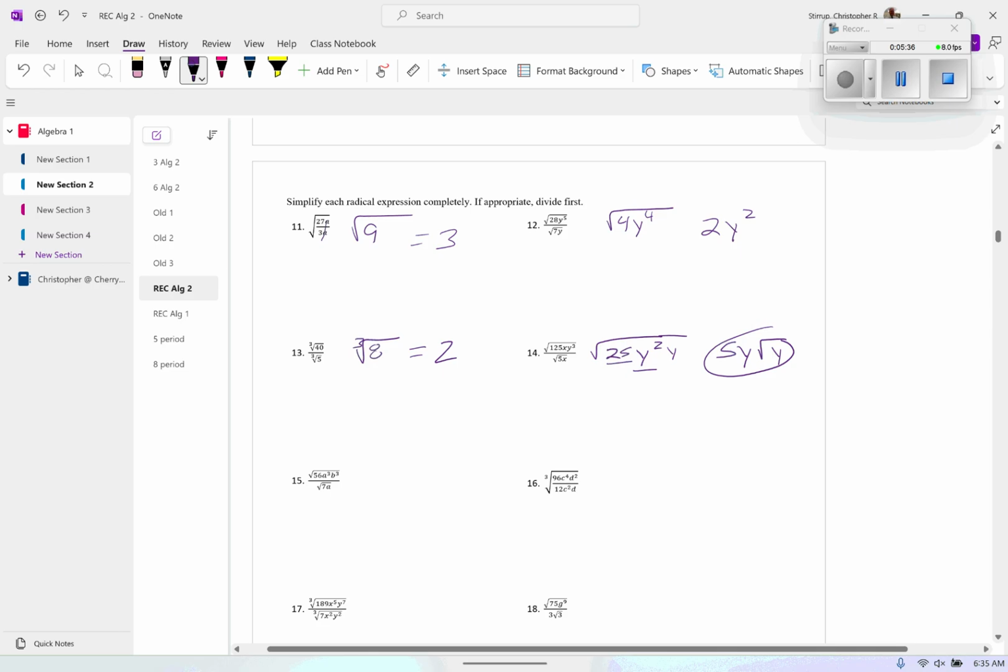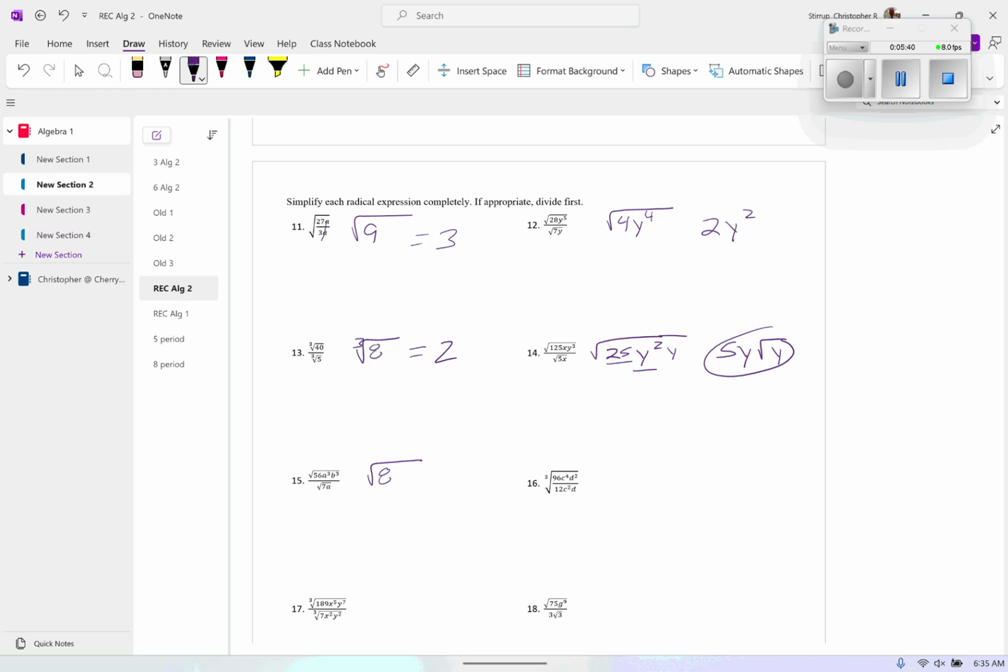Let's see, 7 goes into 56 8 times. Tug of war with the a's, top wins by 2. And then that's a perfect square. That's what we want. And then I'm going to change b to the third to b to the second, b to the first. 8's the same thing as 4 times 2.